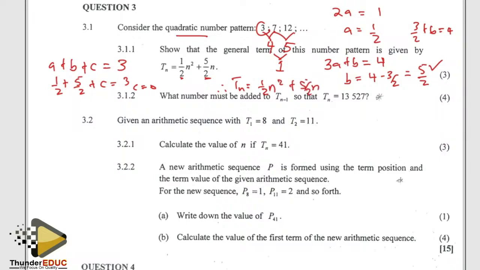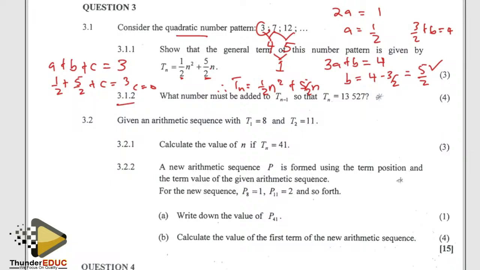So the aim of this question is just to really check if learners know how to determine the a and the b and the c. Basically, they were not asking for the Tn because they have already given it to you.